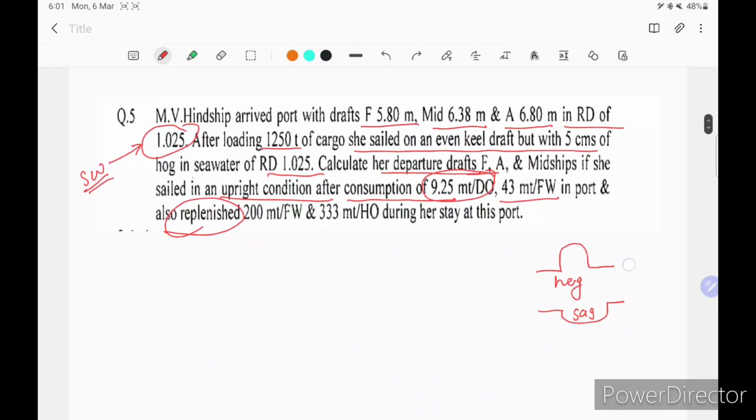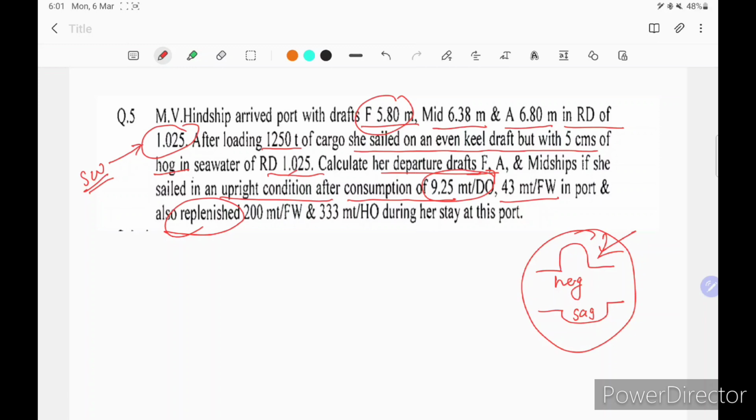So our first question is: MV Hindship arrived port with draft forward 5.80, mid 6.38, aft 6.80 in RD of 1.025. That means seawater density. After loading 1250 tons of cargo, she sailed on even keel draft but with 5 cm of hog. In hog our mid draft is less, in sag our mid draft is more. This diagram is to help you understand easily. Seawater is 1.025.